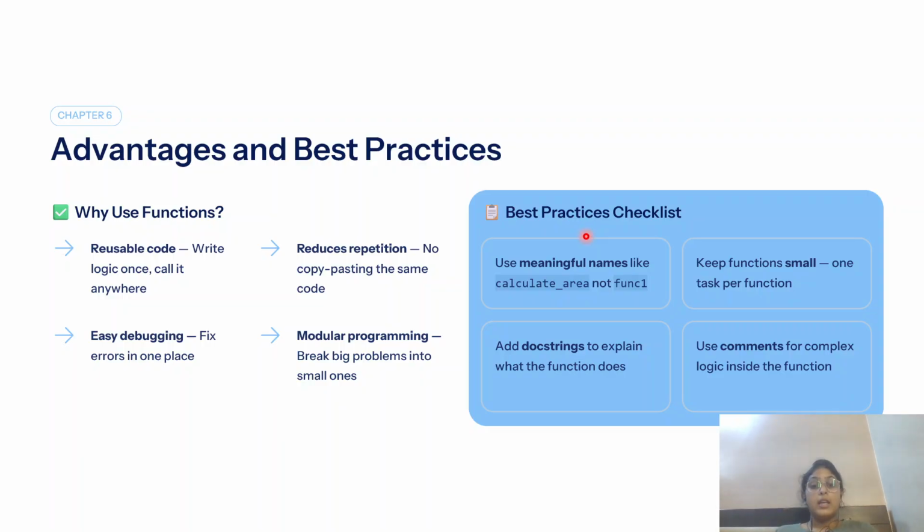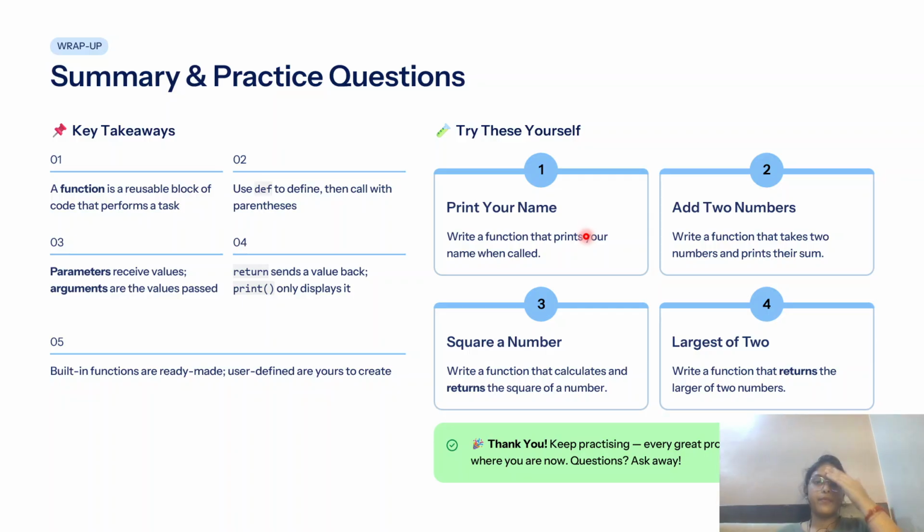Advantages. First, as I told you, code is reusable. Write once, use as many times as you want. Reduce repetition, easily debug, and large programs are divided into small functions, so the job is done a little easier. So far I hope you understand all of these. This is a summary of it. Now your task is to do these 4 programs by yourself.